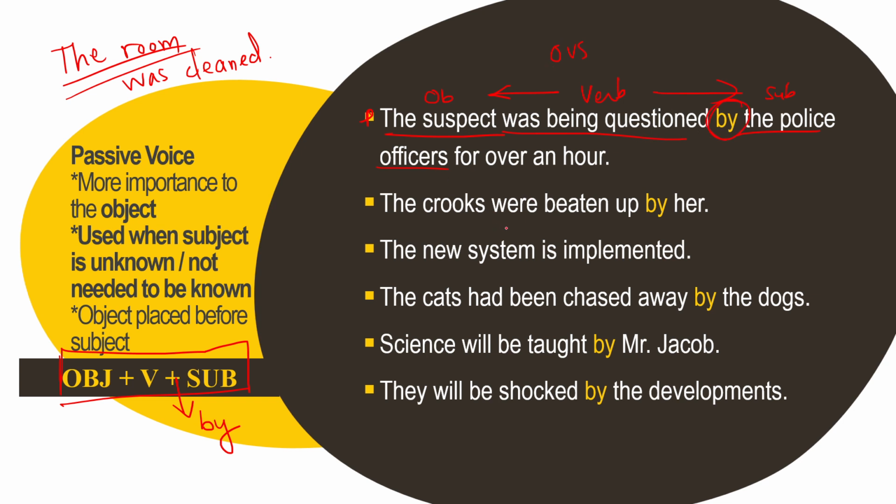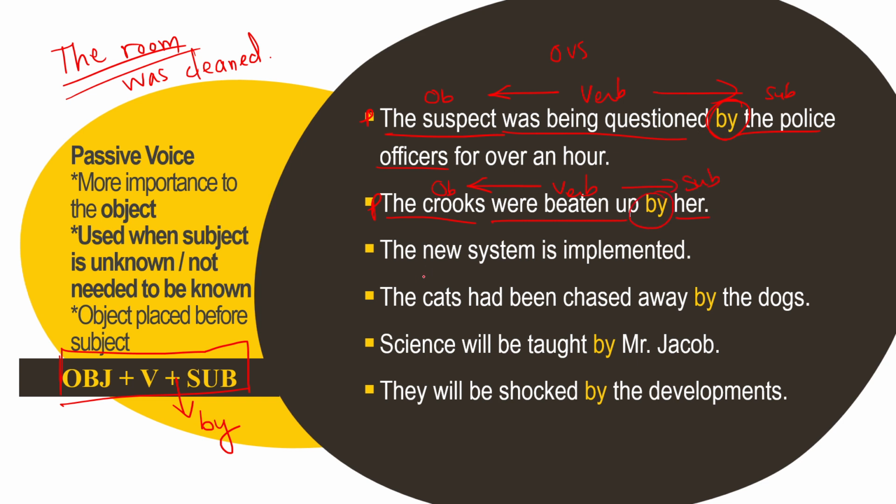The crooks were beaten up by her. Beaten up is the verb. Who are beaten up? The crooks. Who is receiving the beating? The crooks. So that's the object, passive. Who is doing the beating? She is doing the beating. Her. So that's the subject.